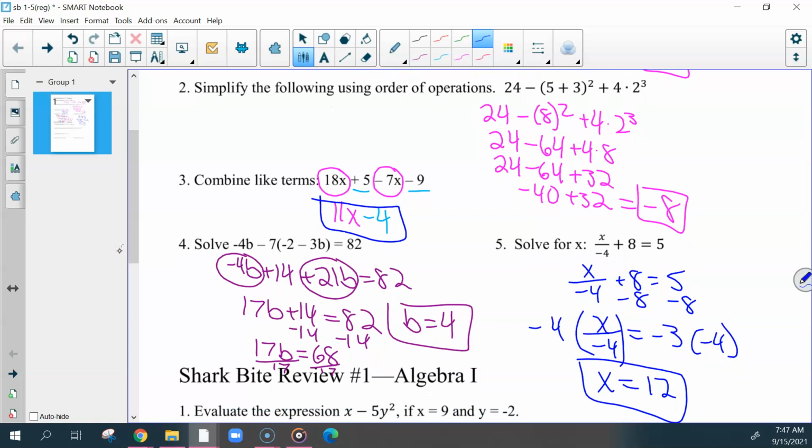Number 3, remember if you're combining like terms, you're doing whatever it says, so not the opposite. So 18 minus 7, 5 minus 9, to get that 11x minus 4.